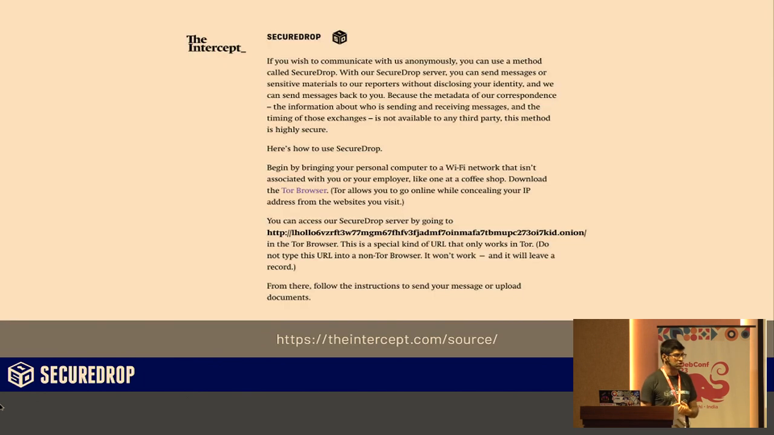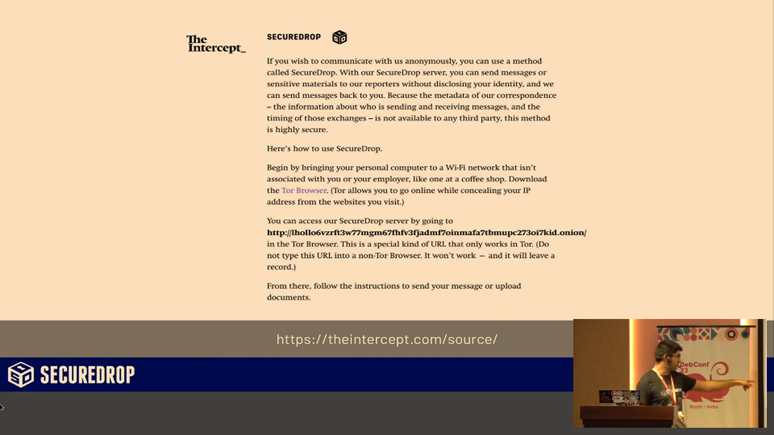And so each organization that runs SecureDrop, and other news organizations, have a landing page of how to submit tips to them. This is the one from The Intercept, and it explains, to use SecureDrop, take your personal computer, not your work computer, to a place with public Wi-Fi, like a coffee shop, not on your corporate network or even your home network, and then to use Tor browser. And the URL is not even a clickable link because you don't want people accidentally clicking on an onion link in a normal browser, because that will leave a trace on your home network.